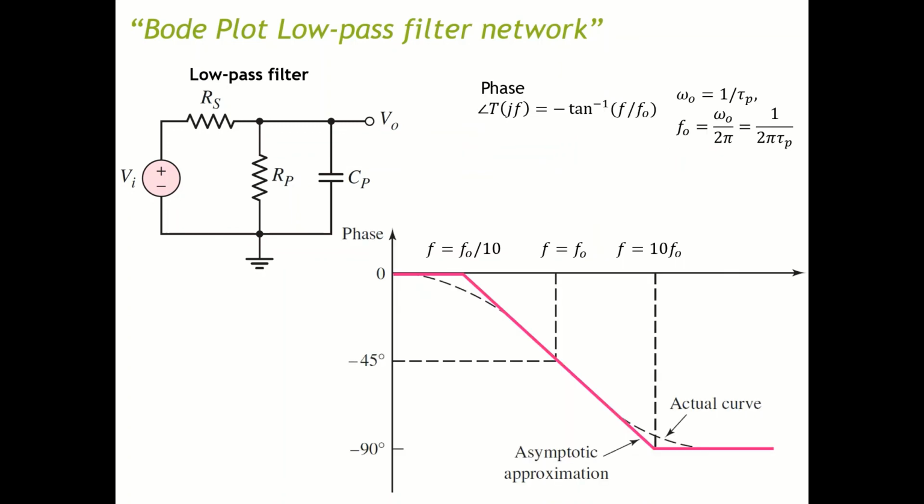For the phase component, it's pretty much the same as its counterpart, the high pass filter. But for the low pass filter, if you look at the phase equation here, it differs only by 90 degrees. So technically, for the whole phase plot, you just have to shift it down by 90 degrees. For a lower frequency, the phase is at 0, and for the higher frequency, the phase is at negative 90 degrees.